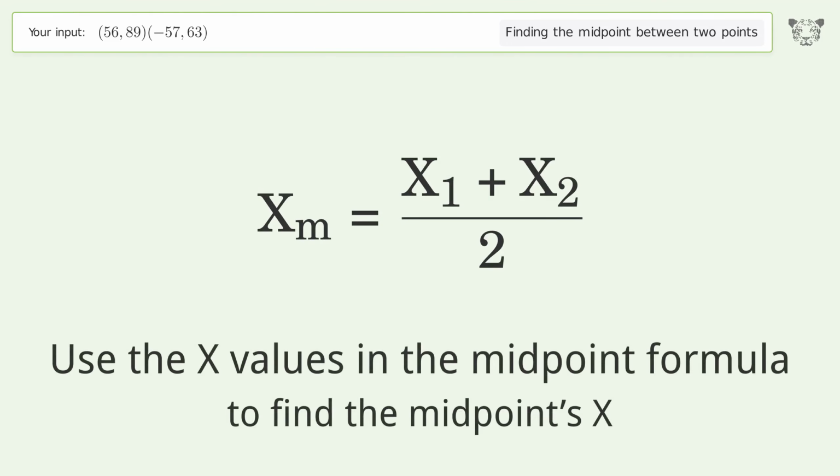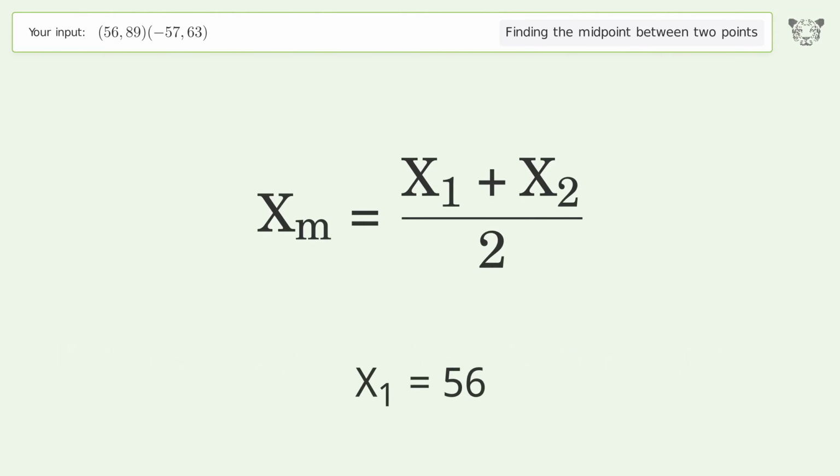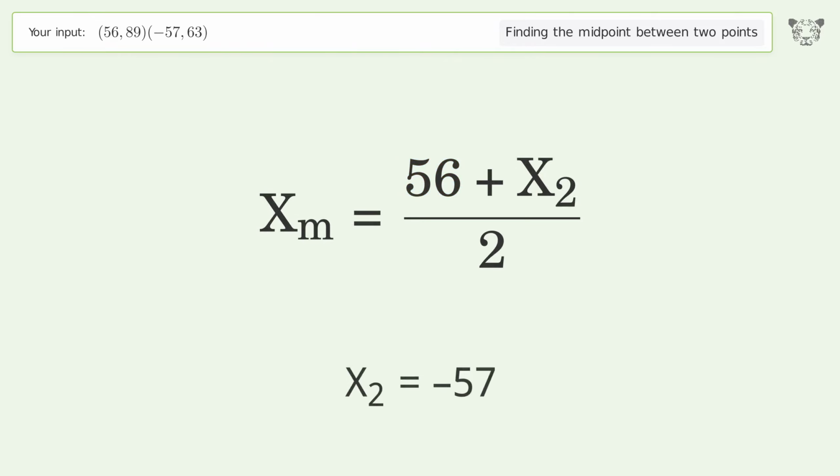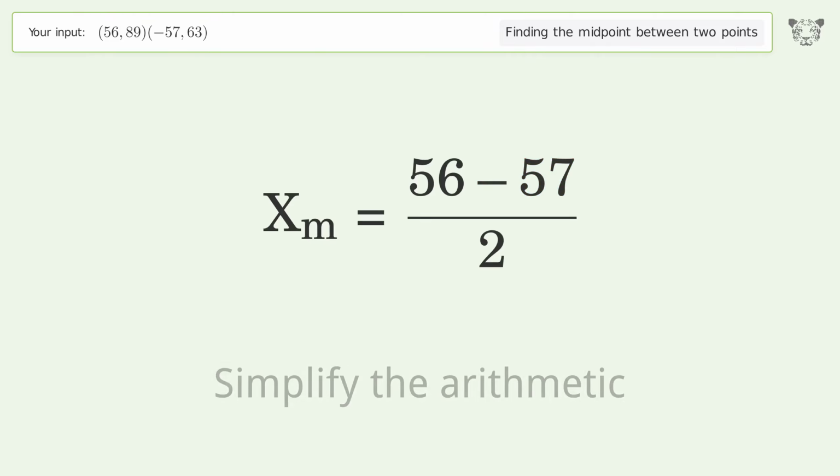Use the x values in the midpoint formula to find the midpoint's x. x1 equals 56. x2 equals negative 57. Simplify the arithmetic.